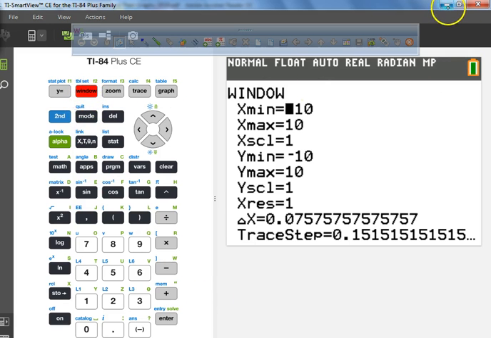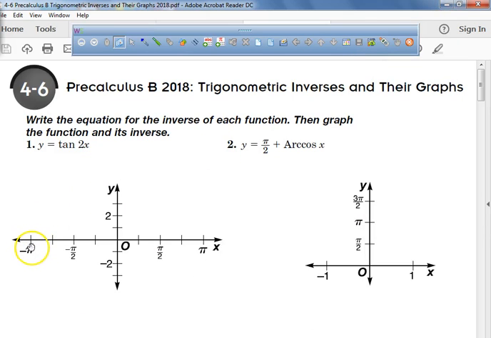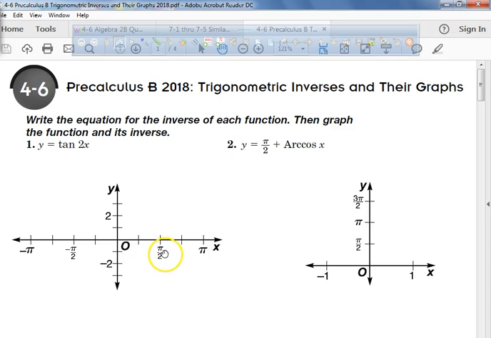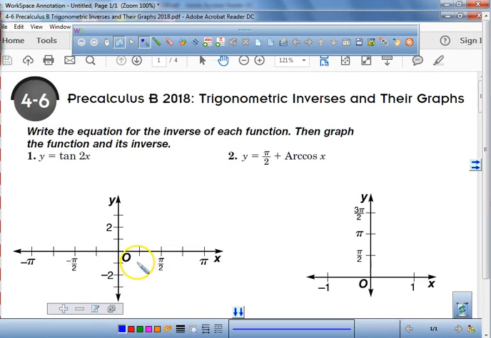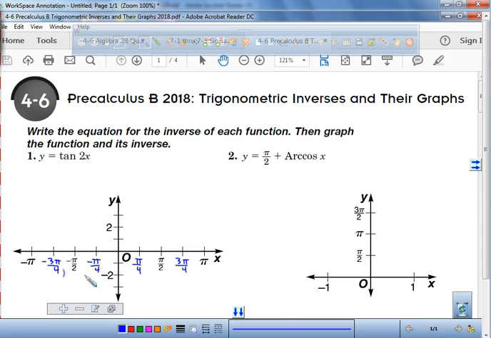You'll notice if you look at our graph, this right here is the x minimum. This is the x maximum. The x scale is going to be pi over 4 because it's perfectly between a 0 and a pi over 2. So I'm going to go ahead and mark this right here. This is at pi over 4. This is 2 pi over 4, which makes this 3 pi over 4. This is at negative pi over 4. And this is at negative 3 pi over 4.